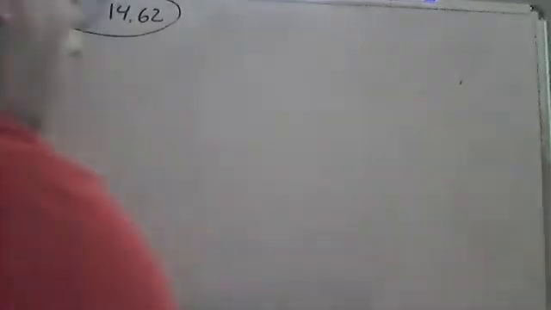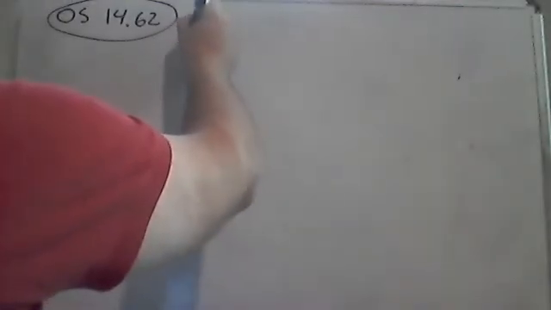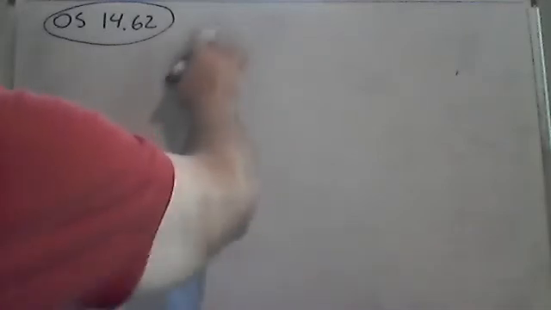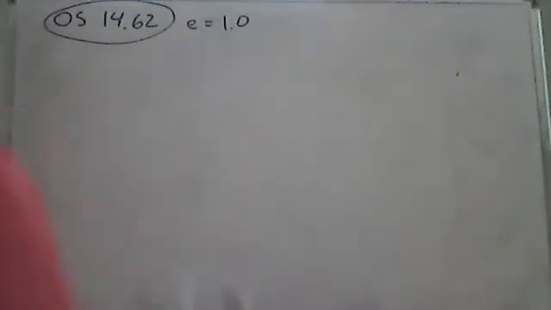All right, part A. So we want to, first of all, figure out what the temperature of the sun is. What information do we know? Well, we know that the emissivity of the sun is 1.0. It is a perfect black body. So the emissivity is 1.0.